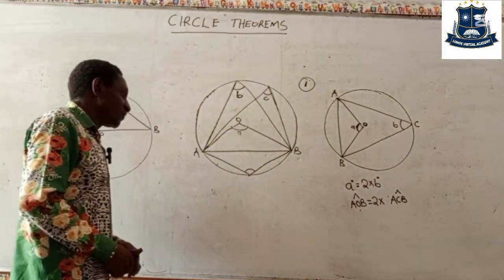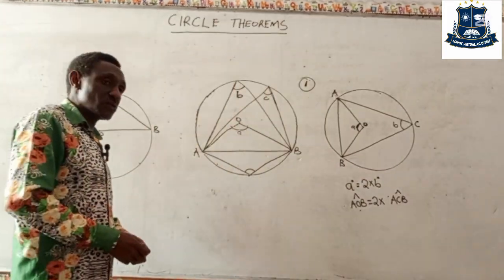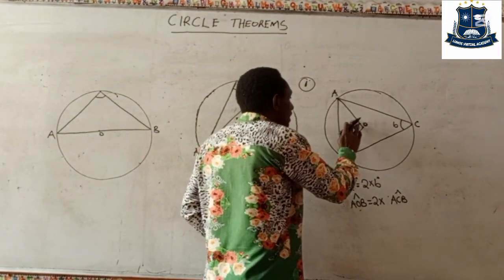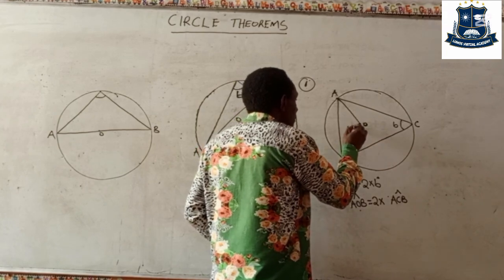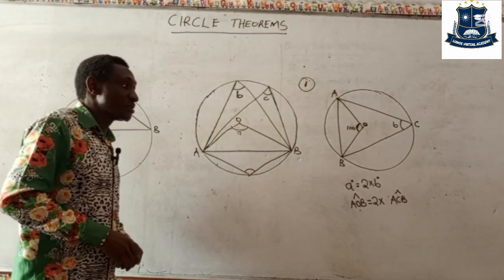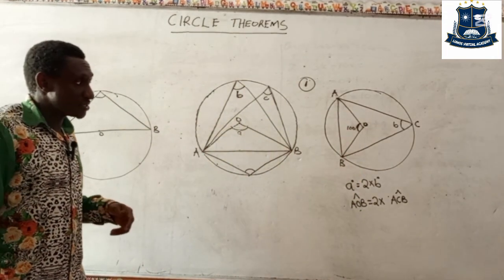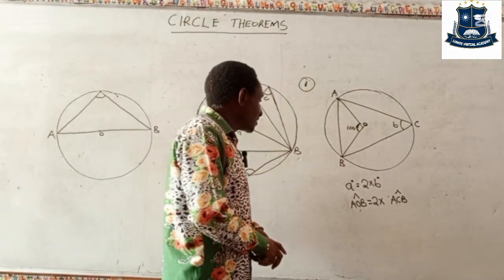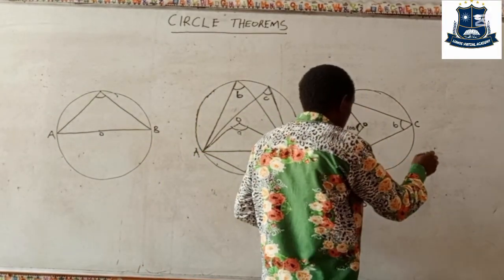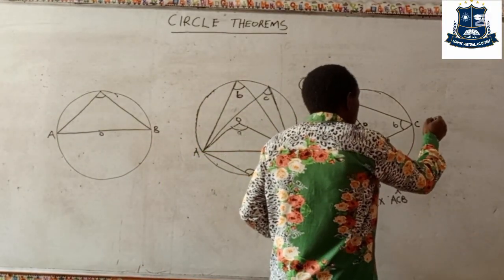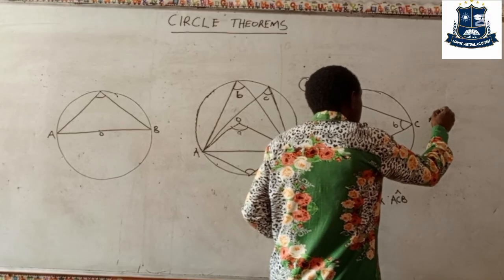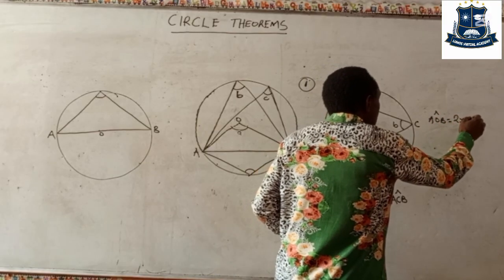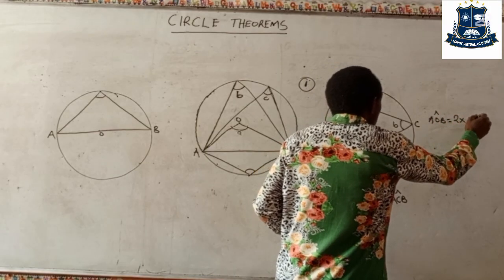So the first theorem says the angle at the center is twice that at the circumference. What that means is that the theorem states that the angle at the center is twice that at the circumference. That means the angle at the center, which is AOB, is 2 times the angle at the circumference, which is ACB.